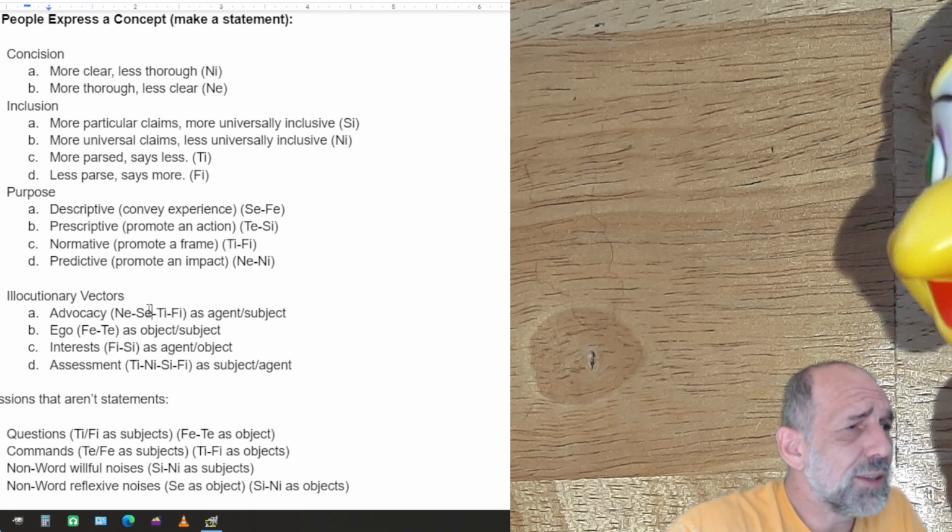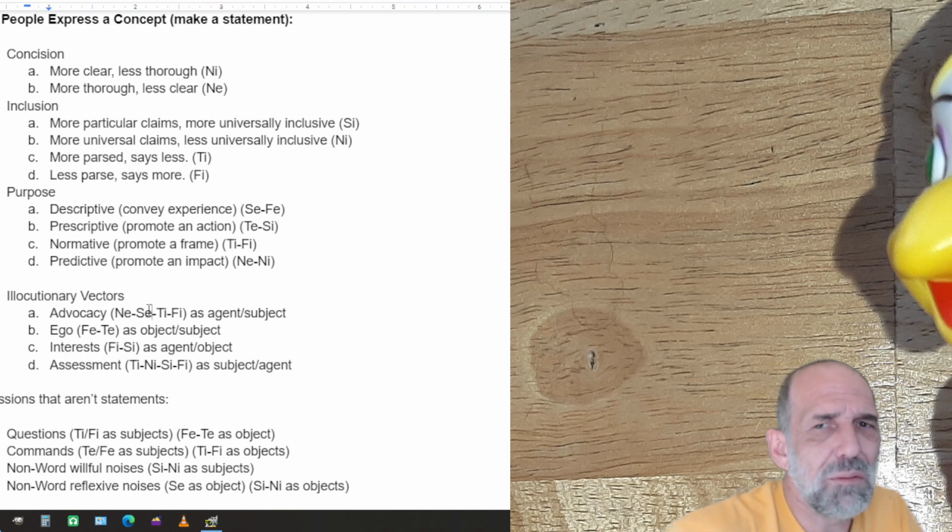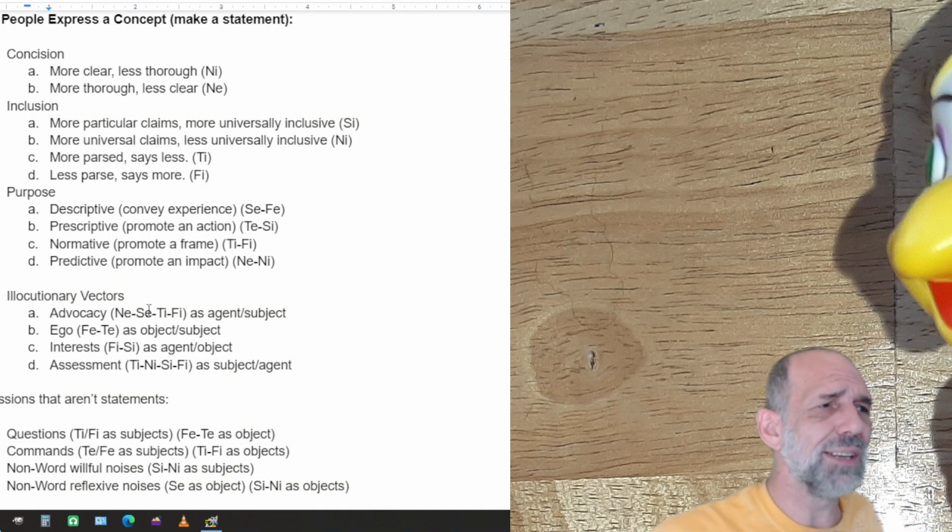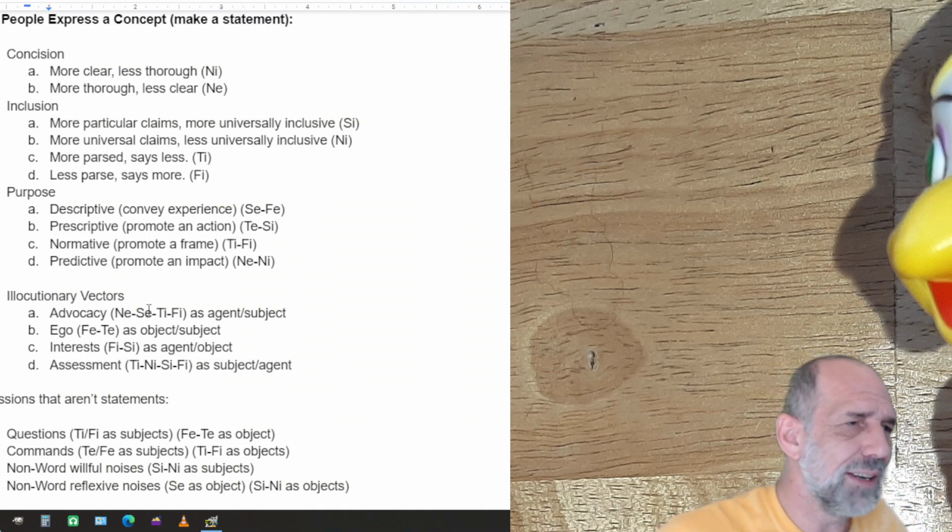And as far as these expressions that aren't statements, questions are usually TIFI as subject. TI people ask a lot of questions. When I'm trying to figure out what's going on with a disagreement between me and somebody else on an idea, I typically ask them a lot of questions to see if they know what they're talking about. And when you try to pin them down, you realize, oh, they don't really know. They're not really saying anything, you know. Commands, but that's for TIFI as subjects.